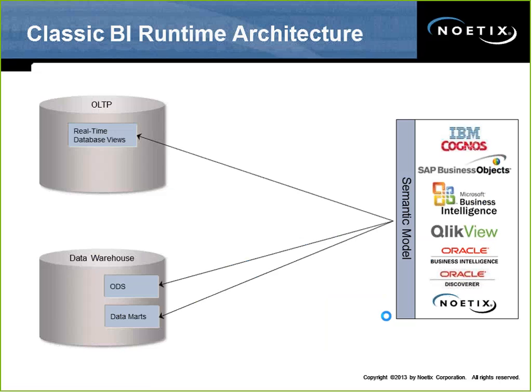Now, back to kind of a classical look at things. This should be familiar to everybody. I've got my OLTP system. I may have real-time database views. I've got a data warehouse. I may have an operational data store. I'll have data marts. And of course, whatever BI tool you're using via the semantic model is connected directly to those data sources. And in the end, when you're running a report, these are the parts that are interplaying. You've got your BI tool with a configured semantic model accessing objects in your various OLTP and data warehouse source systems.